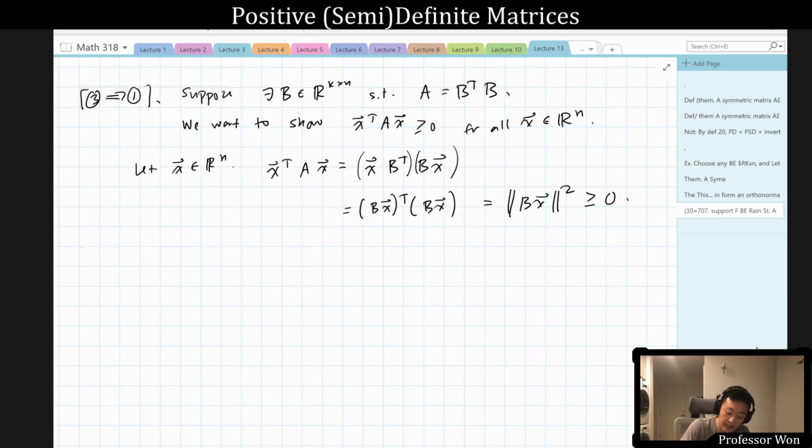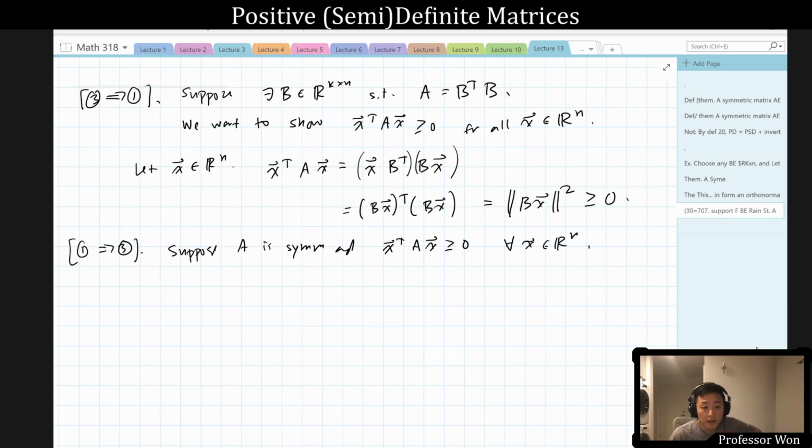Okay, so now lastly, let's show 1 implies 3. So suppose that A is a symmetric matrix, which we supposed at the beginning, and this quadratic form is always non-negative for all x in R^n. Okay, so this is, again, where we're going to need to use the fact that A is symmetric, so we know quite a bit about it. Since A is symmetric, we know that it admits an orthonormal diagonalization. We know that it's diagonalizable and that you can actually choose an orthonormal basis of eigenvectors.